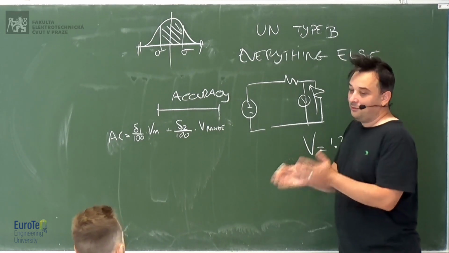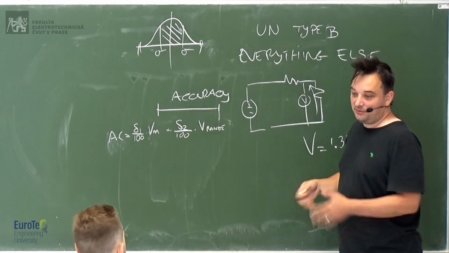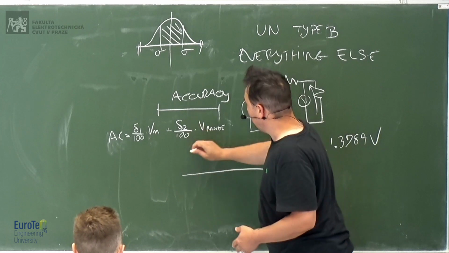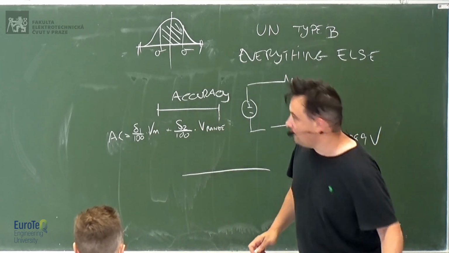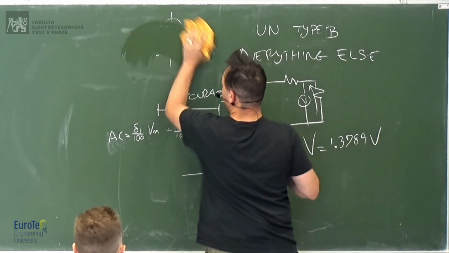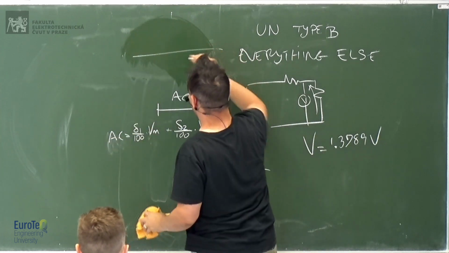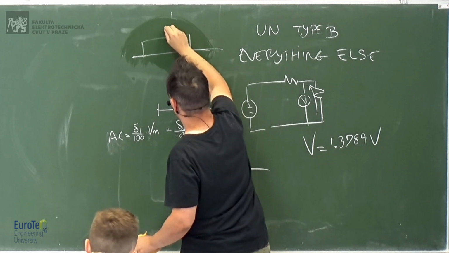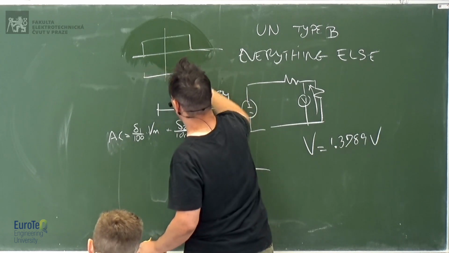Otherwise, you say, okay, you know what? Uniform distribution. So I say that in this accuracy range, I have a uniform distribution. This is my accuracy range.